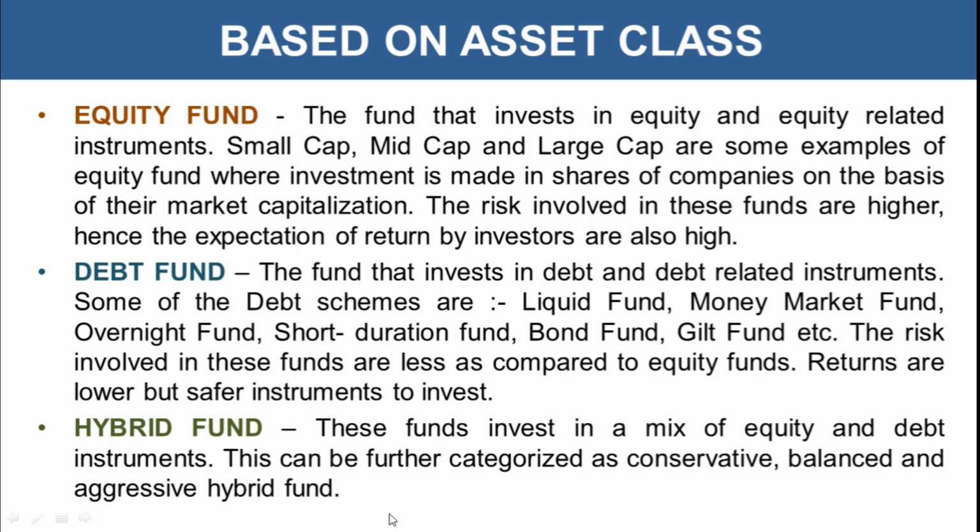Then there is balanced hybrid fund, where the investment in both equity and debt will be almost equal, about 40 to 60%. And then aggressive hybrid fund, where the investment in equity instruments will be on larger side. So it will be about 65 to 70% and rest will be going in debt instrument.